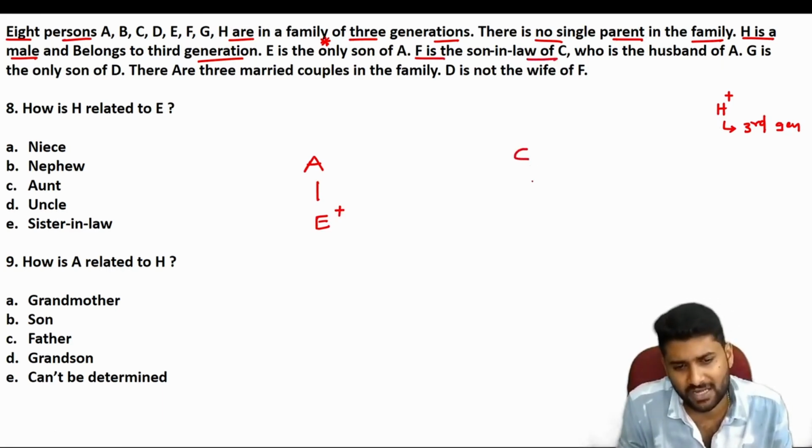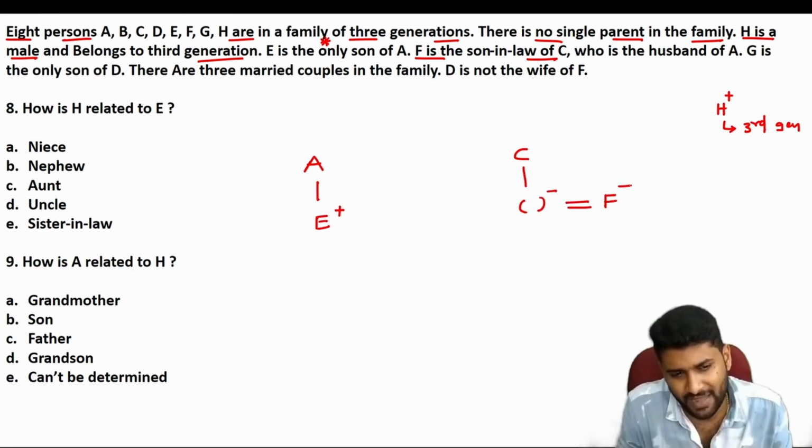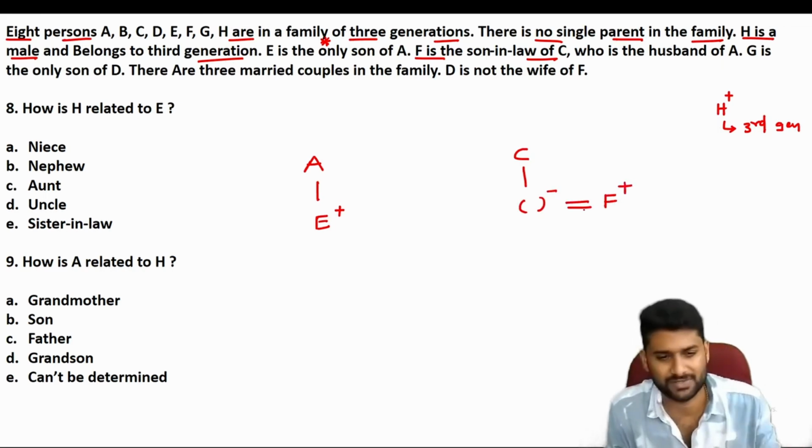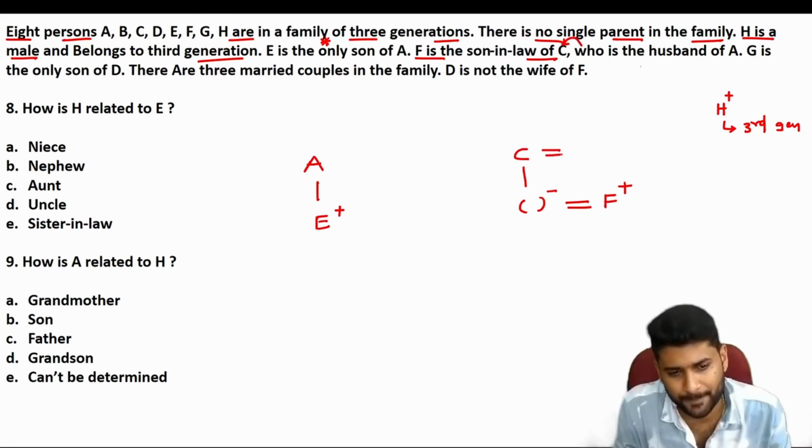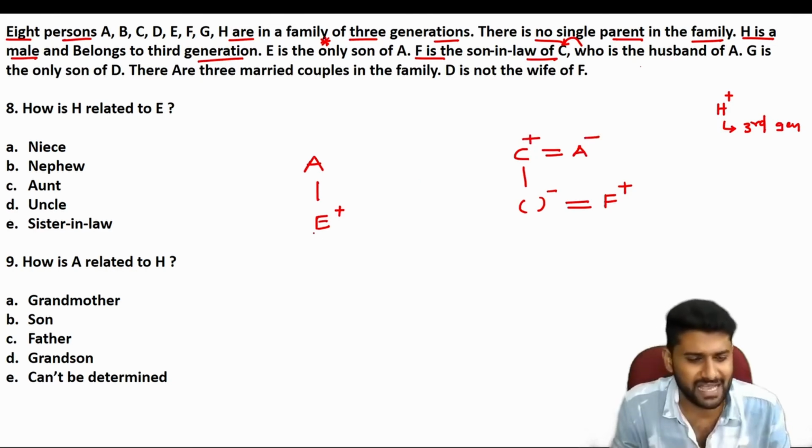So F is the son-in-law of C. The data says that C has a daughter. The daughter married someone, who is F, and F is a son-in-law, which means a male person. Just consider it that way. Guys, who does this always refer to? C is the husband of A. Okay, C is the husband of A.